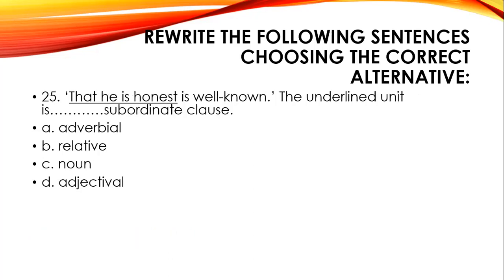That he is honest is well known. The underlined unit in this sentence is dash dash subordinate clause. Option A, adverbial. Option B, relative. Option C, noun. Option D, adjectival. And the correct answer is option C, noun. That he is honest is a noun subordinate clause.